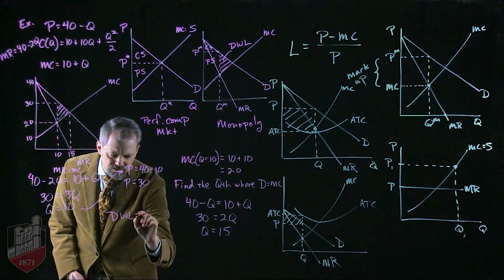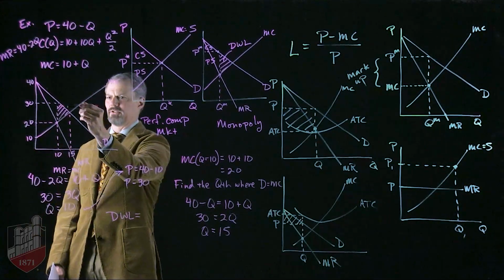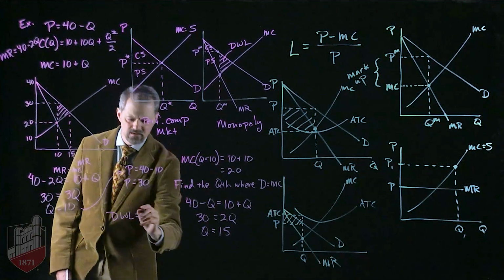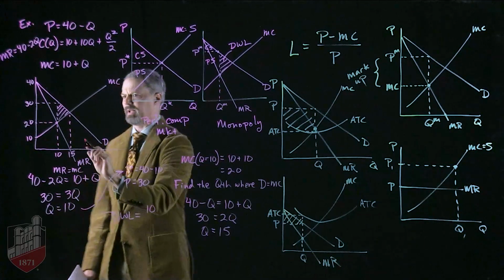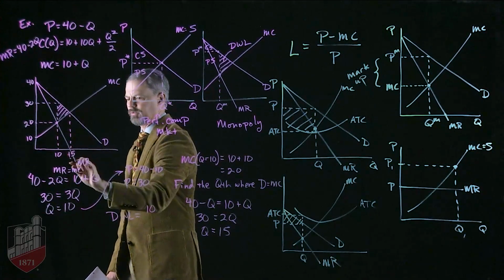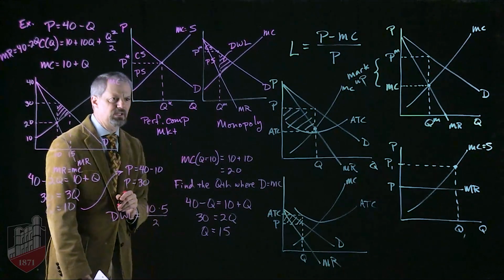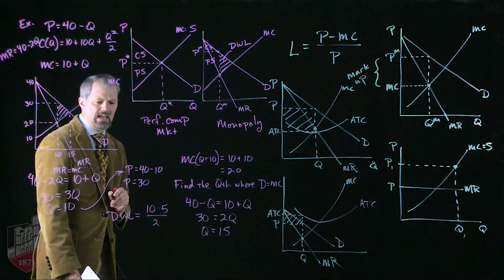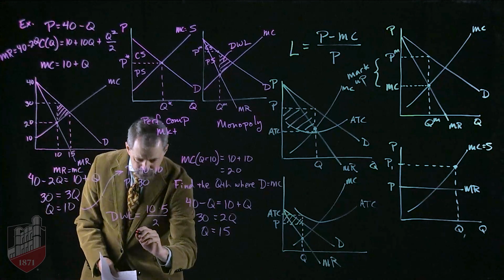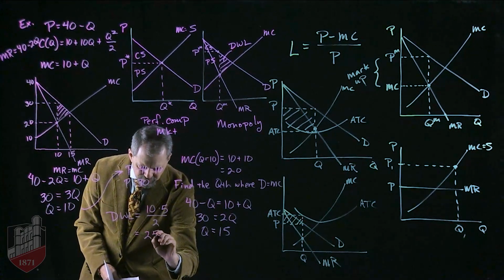Deadweight loss: I need this vertical distance, which is 10. I'm going to multiply by this horizontal distance, which is 5. And I've got to divide by 2 because it's a triangle, and that gives me 25. So the deadweight loss is $25.